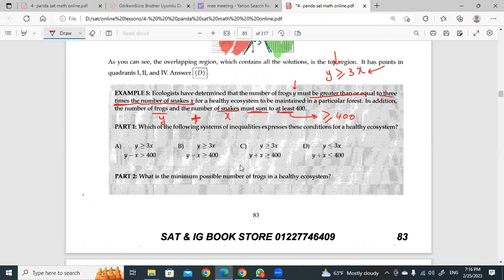As you see here, the first equation that I got is y greater than or equal to 3x. It applies here, it applies here, and it applies here. So this is wrong. After this, I have the sum y plus x greater than or equal to 400. So it will be the answer C. Clear? Yeah. Okay.